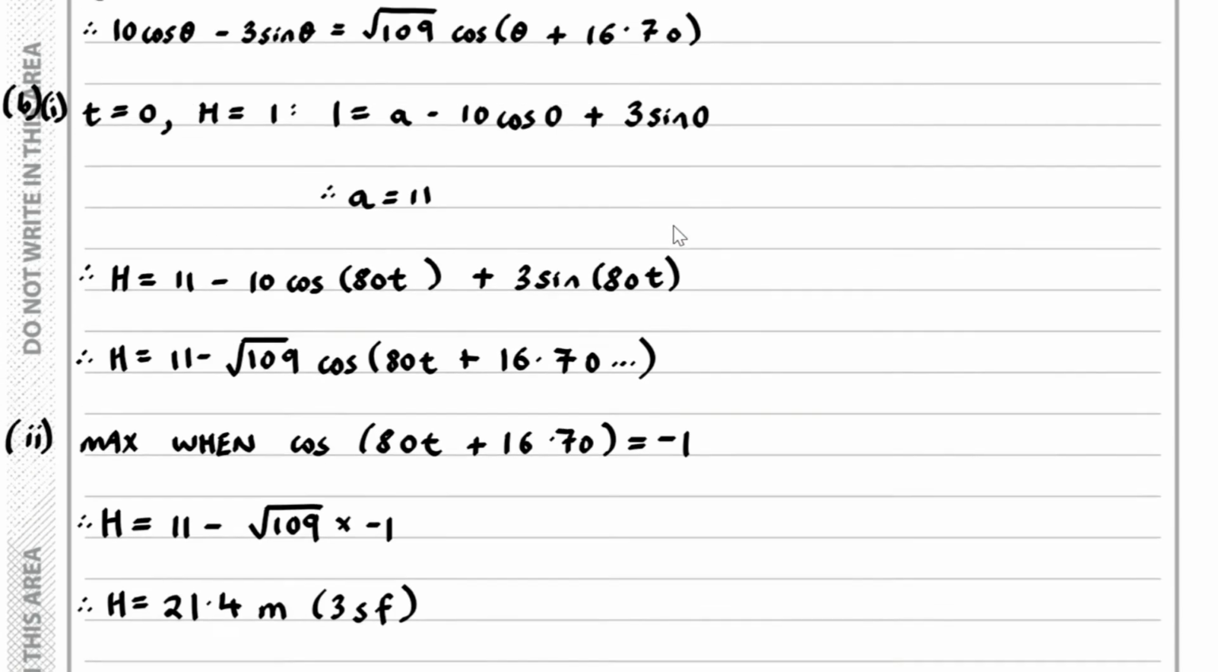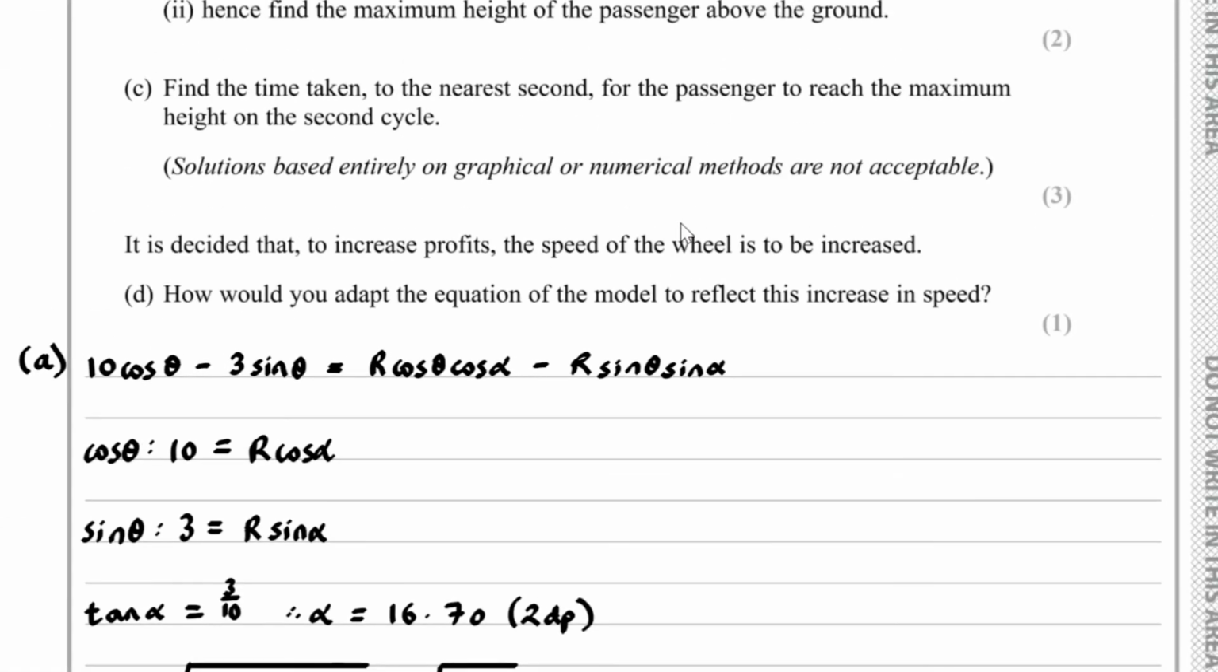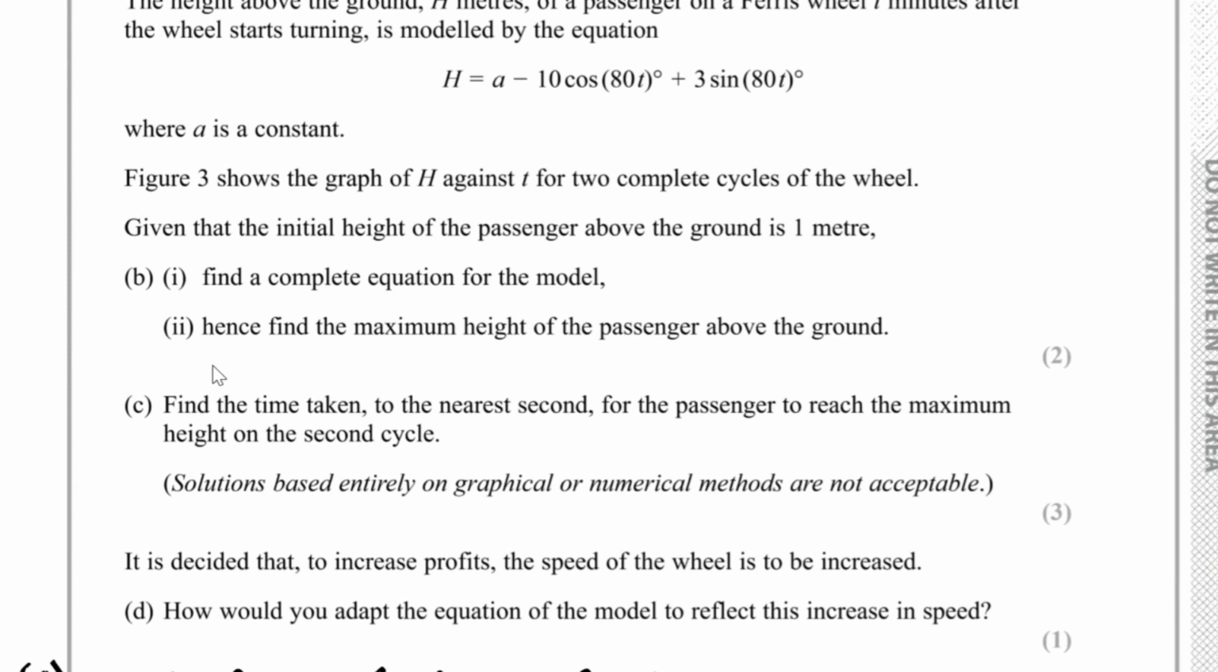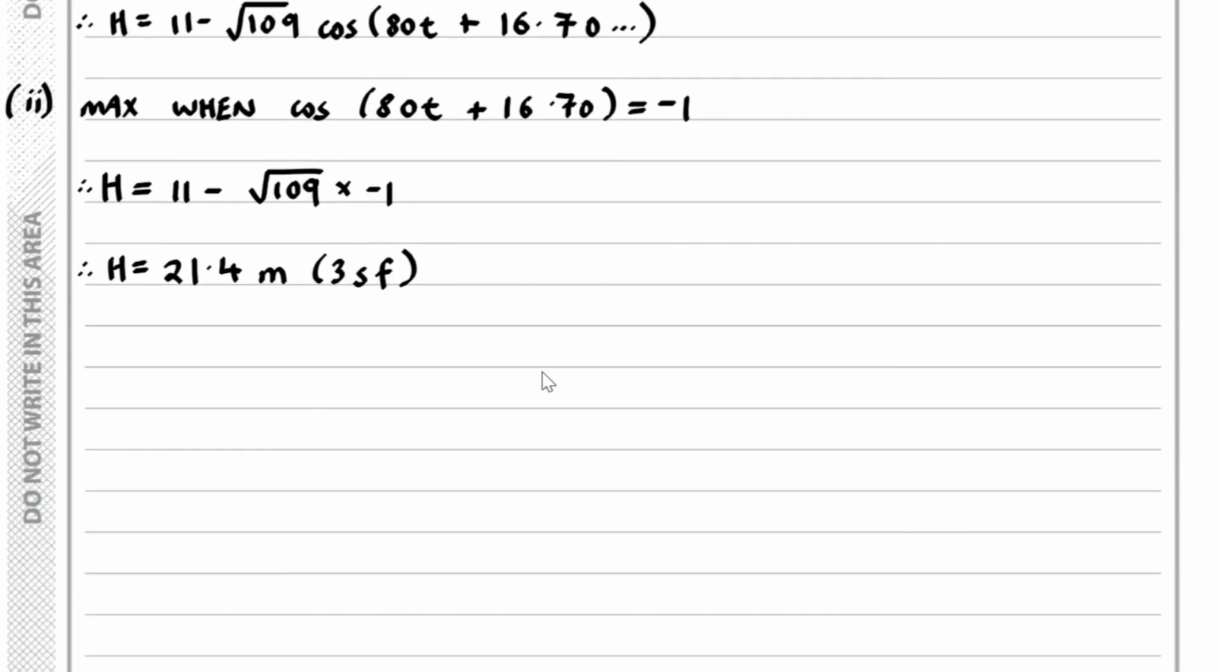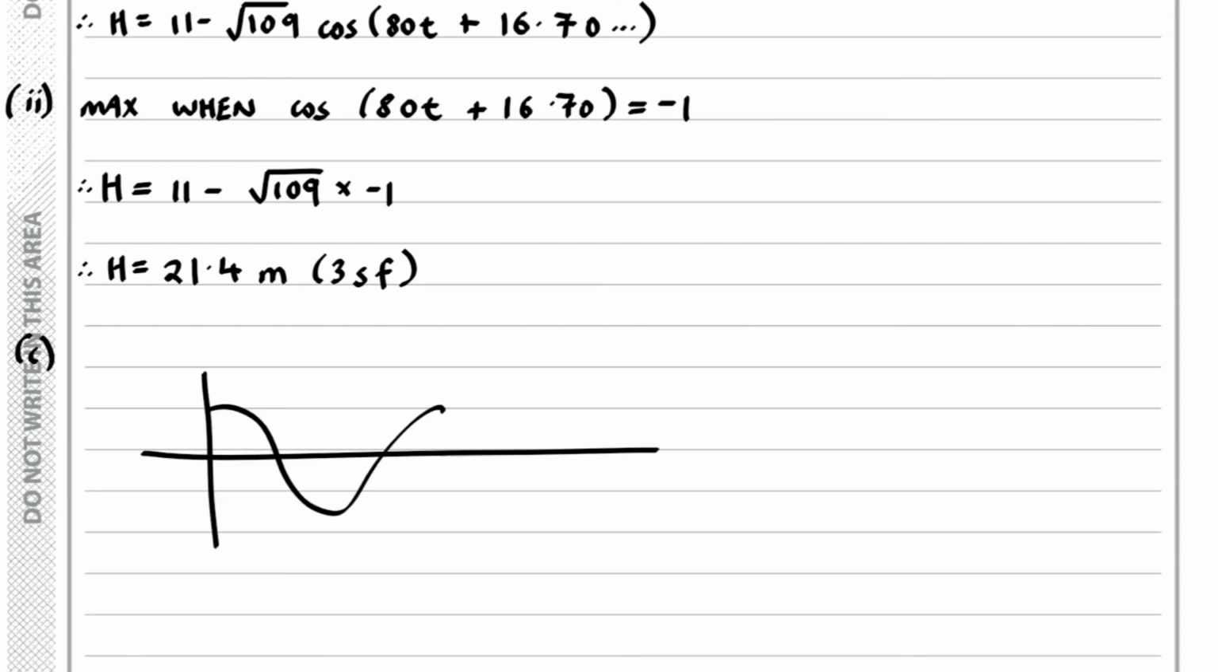Now this maximum occurs at 180 degrees normally. So now when we come to find the time taken to the nearest extent for the passenger to reach the maximum height on the second cycle, what we need to realize is, if I think about the graph of cos, the graph of cos looks like that. Here's 180, where we got the minus 1. And then because it repeats every 360, the next value here will be 540.